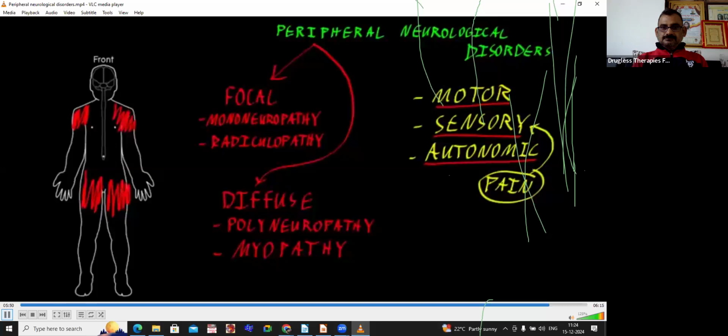Many types of pathology commonly cause polyneuropathy or myopathy, including certain genetic disorders, idiopathic disorders, autoimmune disorders, metabolic disorders, nutritional and toxic disorders. So there are a lot of different disorders that can cause these patterns, these syndromes, in the bigger category of peripheral neurological disorders.